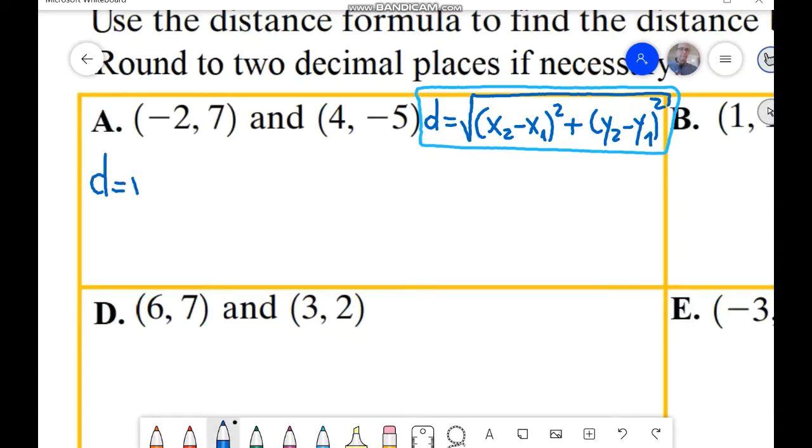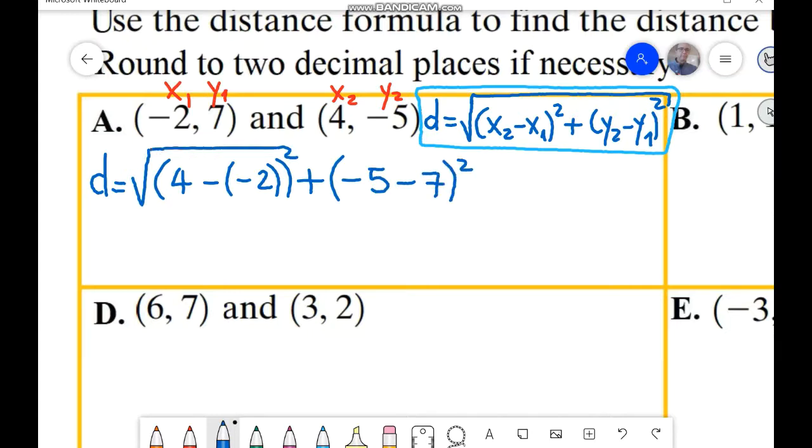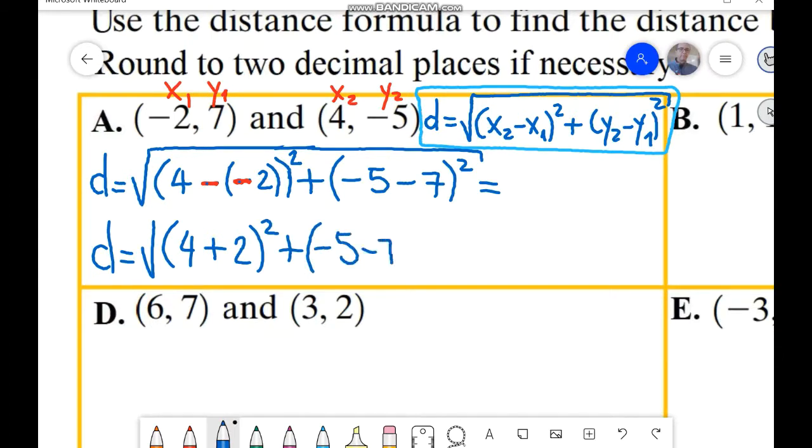On letter A, D equals square root, and let's find out here, x1 is -2, y1 is 7, x2 is 4, y2 is -5. Okay, so x2 4 minus x1 -2 squared, plus y2 -5 minus y1 7 squared. Okay, equals, and look, we have negative and negative, which is a positive, right? So be careful when you have this situation, and this is when usually you make a mistake. We will simplify before using the calculator. Negative with negative is positive, so 4 plus 2 squared plus -5 minus 7 squared.